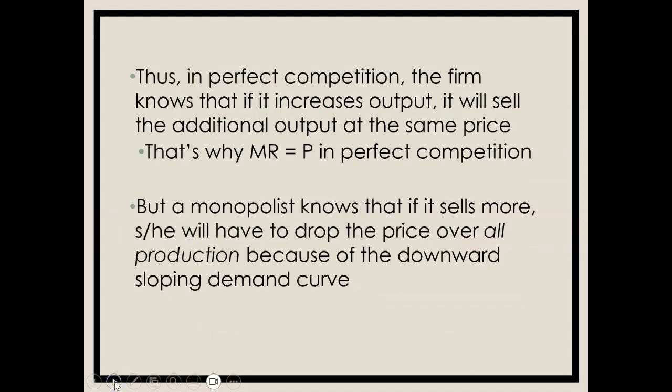Thus, in perfect competition, the firm knows that it can increase output, and if it does so, it can sell that additional output at the same price. That's why marginal revenue equals price in perfect competition. But a monopolist knows that if it wants to sell more, they will have to drop the price over all the production that they are selling because of the downward sloping demand curve.